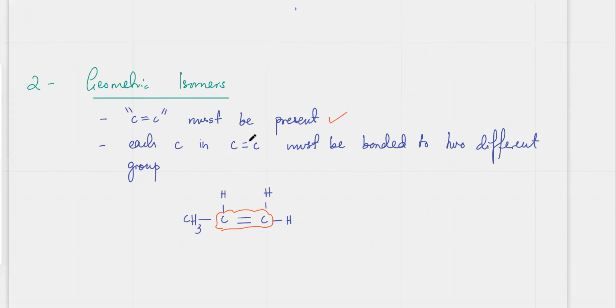It says that each of the carbon atoms in the double bond must be bonded to two different groups. So look at this carbon atom over here, the first one on the right. It's not bonded to two different groups. So that condition is not met. The other carbon atom is bonded to two different groups, so that condition is met over there. So each carbon in the double bond must be bonded to two different groups. This one is bonded to two different groups. This other one is not. So on that side, the condition is not met. So this one will not show geometric isomers.